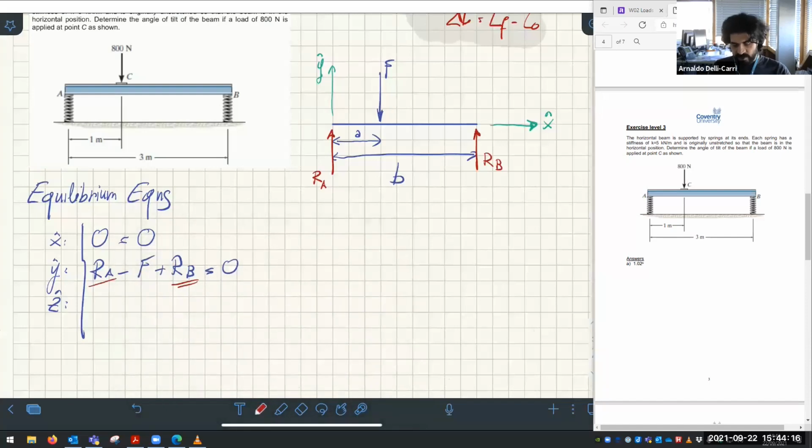So that means we need to choose a point for the sum of moments about a point equal to 0. Which point? Any point? Some say A, Kalechi says A. Why A? Any particular reason why A?